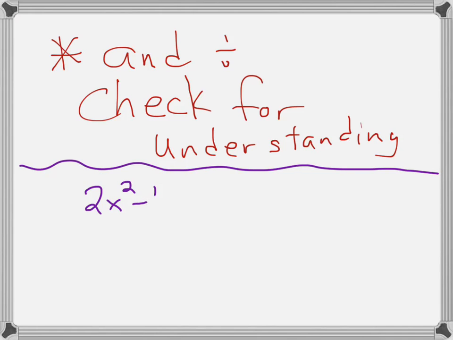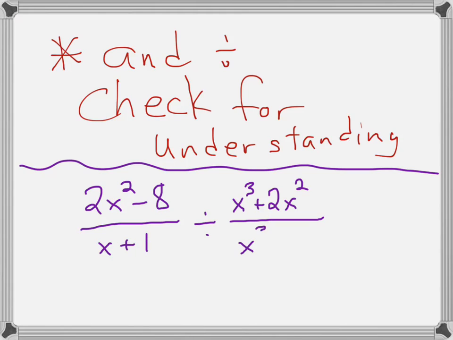So let's take a look at the first problem to check for your understanding. We have 2x squared minus 8 over x plus 1. Alright, so I want you to factor this out first. Divide. Make sure you are working on the domain restrictions. Alright, see you in a little bit. Take 5 minutes.